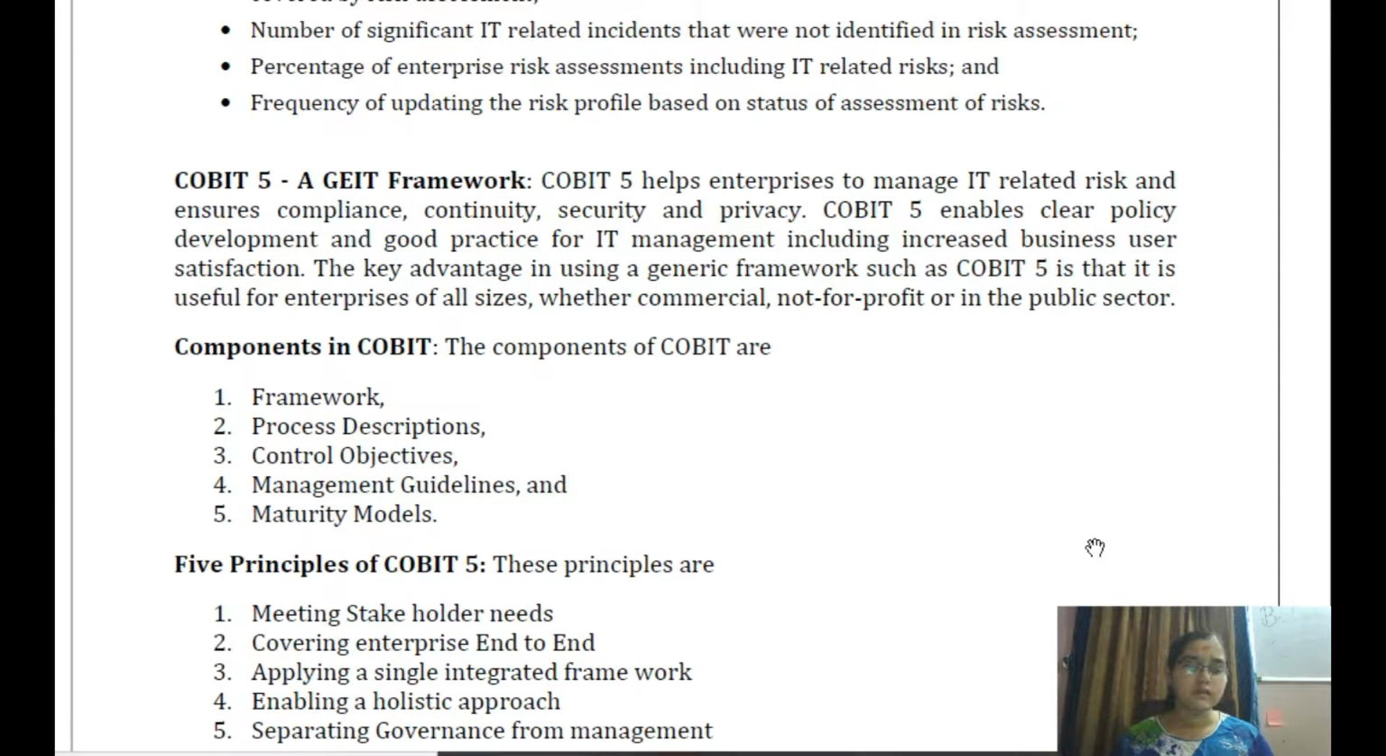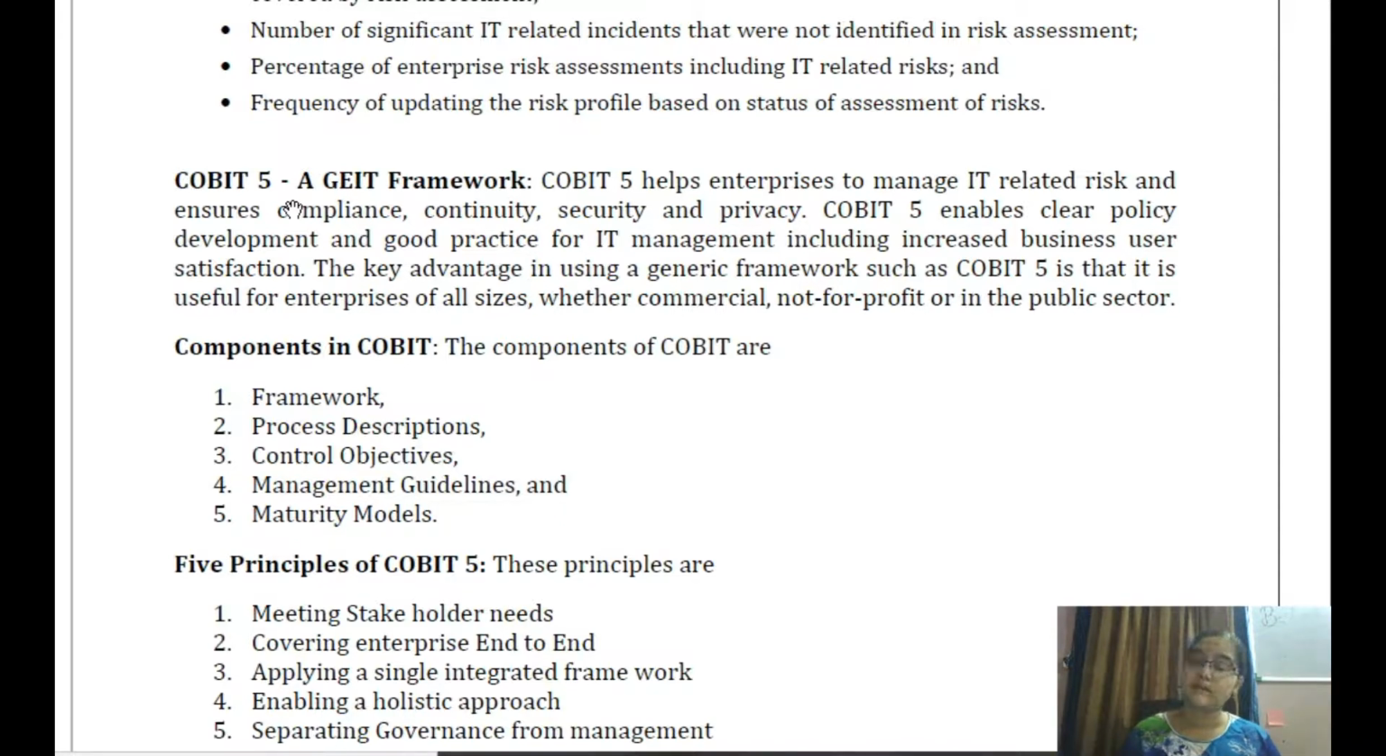What is COBIT 5? COBIT 5 is the only business framework that helps in the governance and management of enterprise IT. What is the full form of COBIT? It is Control Objective for Information and Related Technology. Control Objective for Information and Related Technology is the full form of COBIT. Okay.